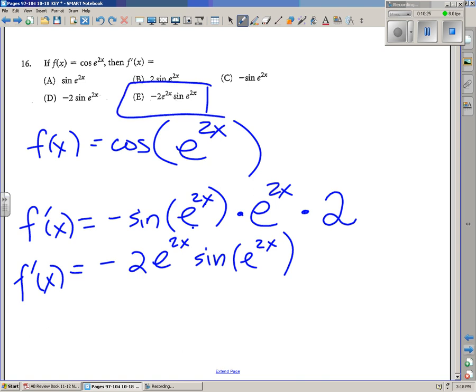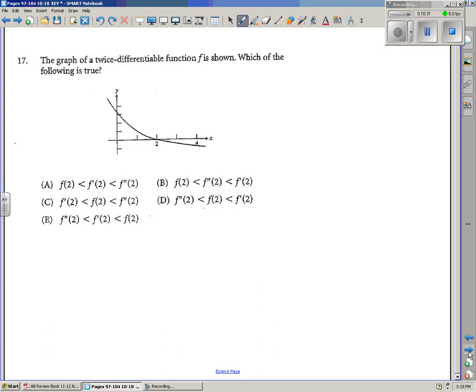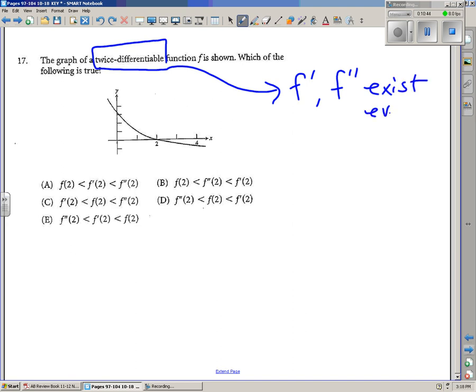And again, they almost always ask a double chain rule question. It's one you're almost guaranteed to get. All right, 17, it says the graph of the twice differentiable function f is shown. A lot of people are comfortable with this language. What this means is that f prime and f double prime exist everywhere. So there are no corners or cusps for either the first or second derivative. Which of the following is true? And they're comparing f of 2 to f prime of 2 to f double prime of 2.